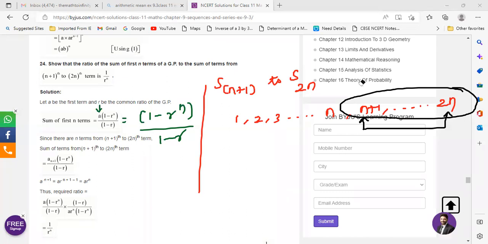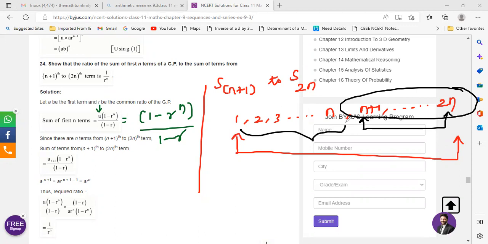So we need this. The one which I circled in black is the sum of the terms from n plus 1 to 2n. Okay. So how can you find that? You can find that from the total series minus this series.